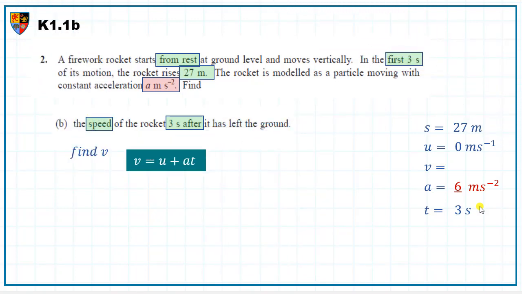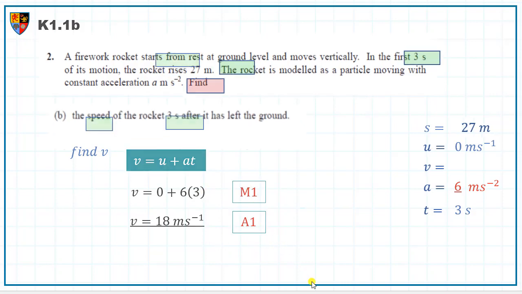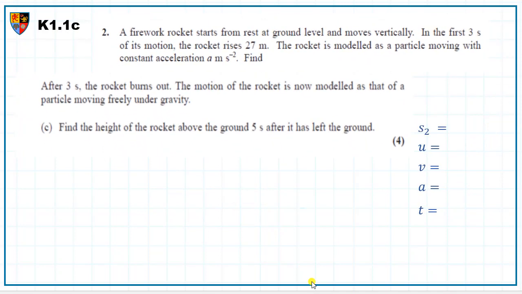And as we substitute in v equals u plus at, 0 plus 6 times 3, 18 meters per second. Sorry, not meters per second squared. Now, note in this particular instance, you get for the method and for your accuracy, your 2 marks there. Sorry, I'm going too fast.